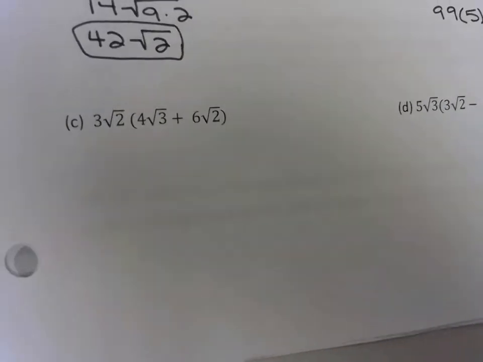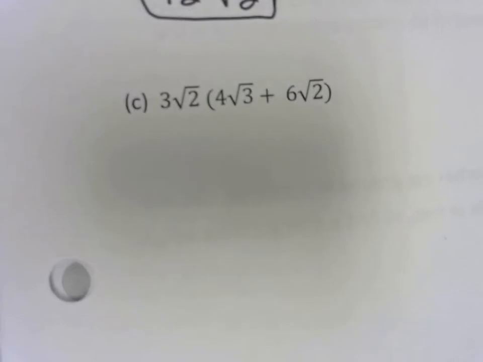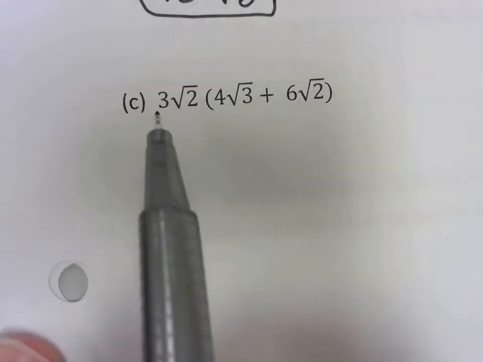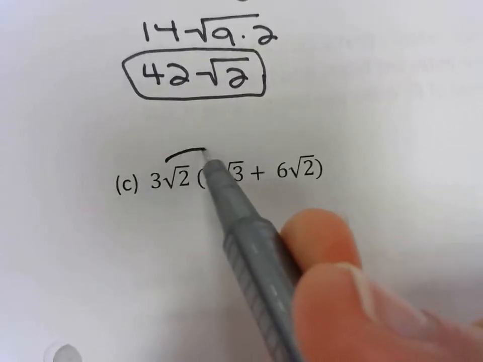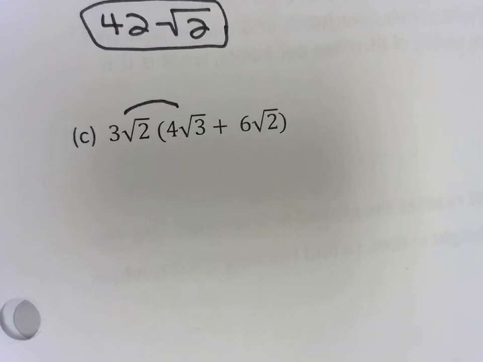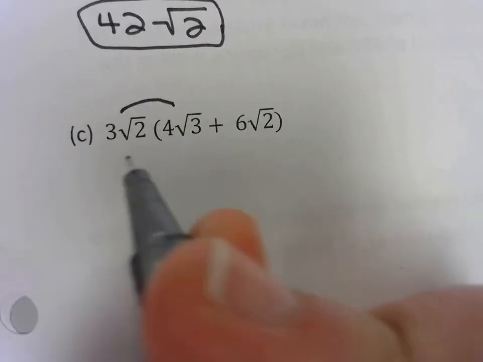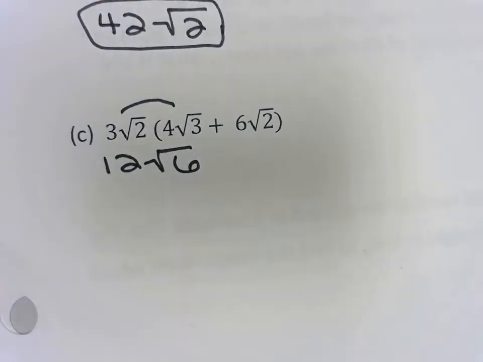Okay, if I look at C, I noticed I have a monomial times a binomial. I have one term out front times 2 terms inside here. So I'm going to have to think about distributing it. So we're going to take 3 square root of 2 times 4 square root of 3. Do not make this harder than it is. You're multiplying numbers out front, multiply the numbers inside, and simplify. So 3 times 4 is 12. Square root of 2 times 3 is 6. So 12 square root of 6.